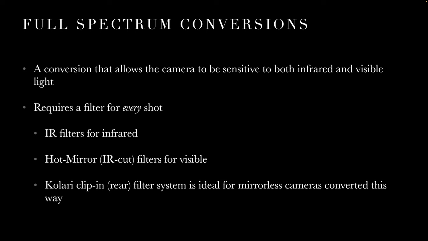So you can use an infrared filter, either on the lens or on the sensor for infrared. You can use a hot mirror filter, the IR cut filter, and use it as a visible light camera. There's even filters for UV, although there's not a lot of UV lenses out there. So the downside is you've got to use a filter.